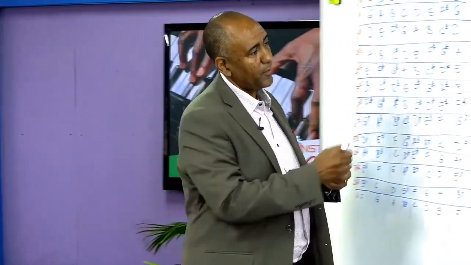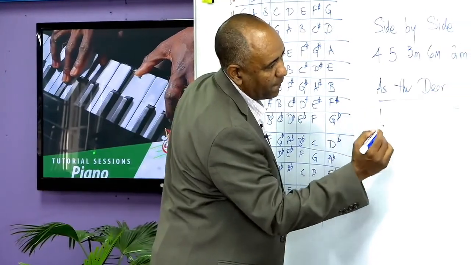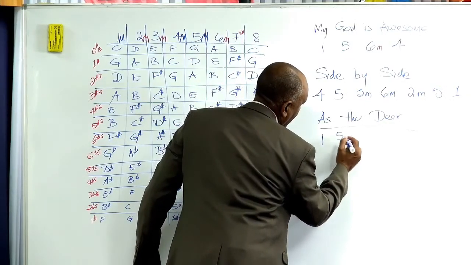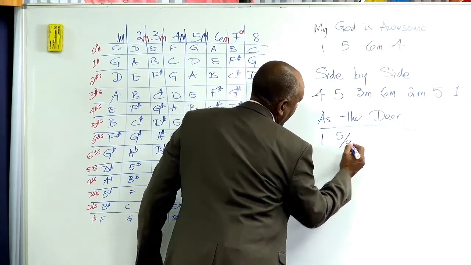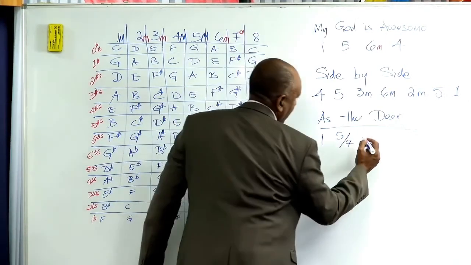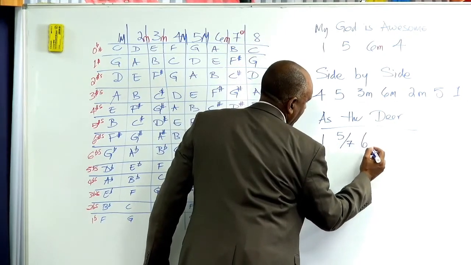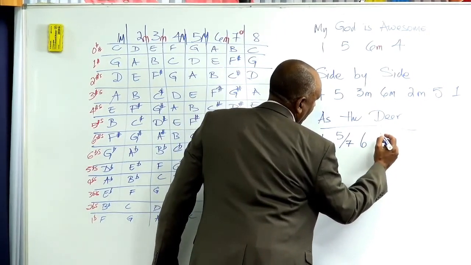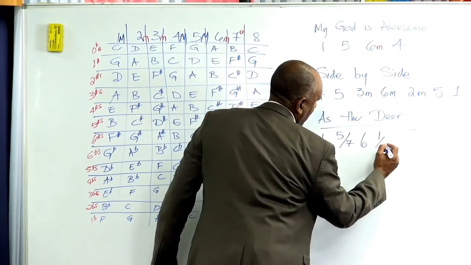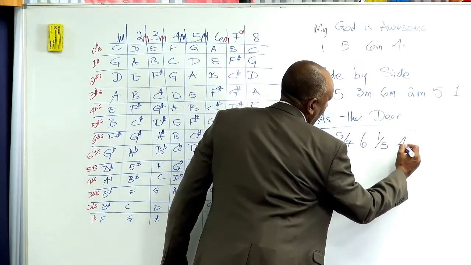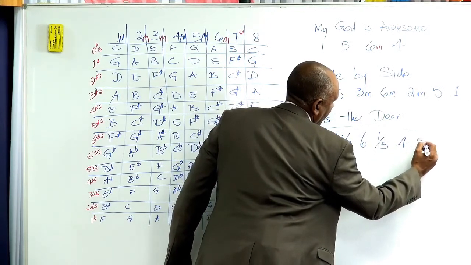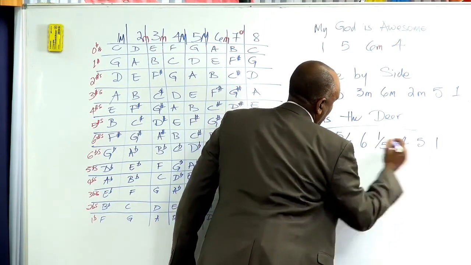So, if we should write this down, this is how it would look. We'll have 1, then 5 over 4, over 7, then we have 6, then we have 1 over 5, then we have 4, 5, and we go back to 1.